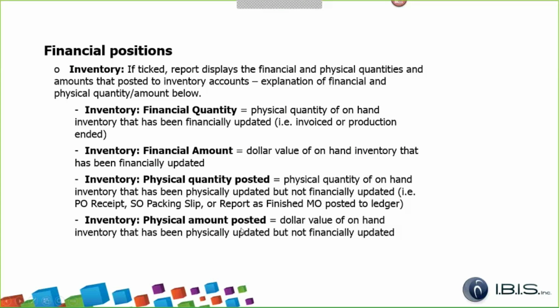The physical quantity posted is the physical on-hand quantity that's been physically updated but not financially updated. In other words, this could be a purchase order receipt that has not had an invoice matched against it yet, so we don't know what the final quantity will be on that. It could be a sales order packing slip where the sales order has not been invoiced yet. Or it could be a manufacturing order where the line on the MO has not been reported as finished and posted to the ledger.